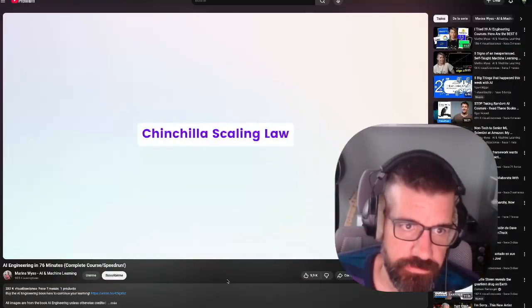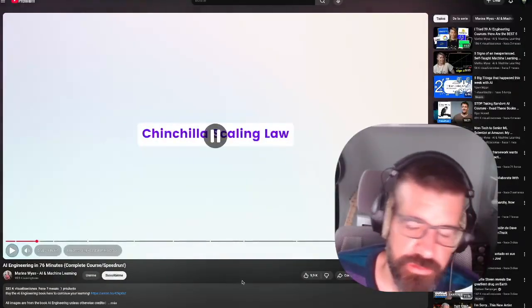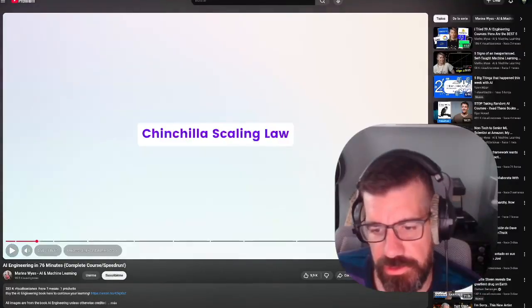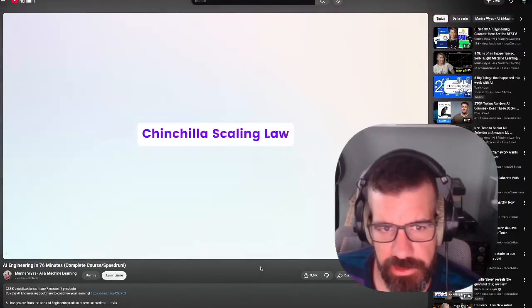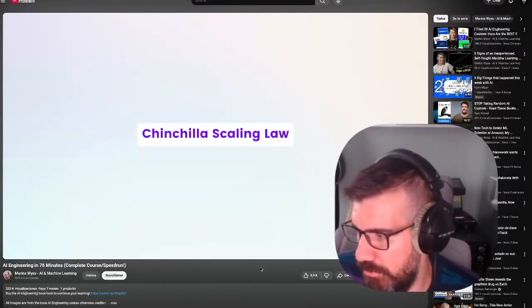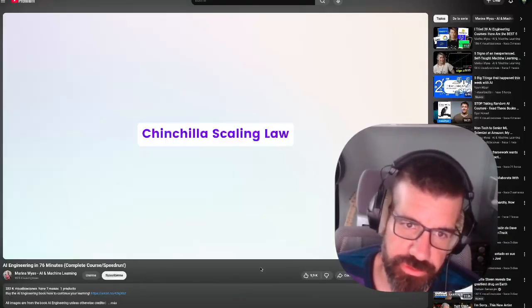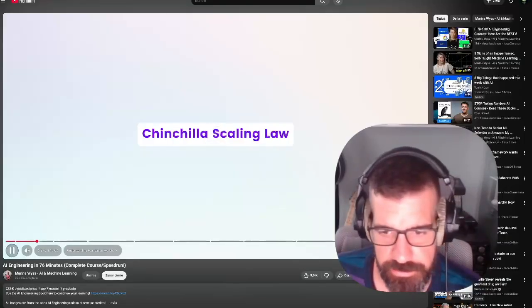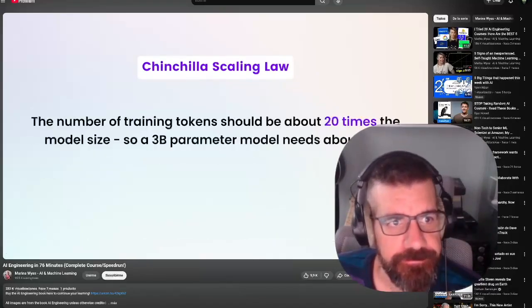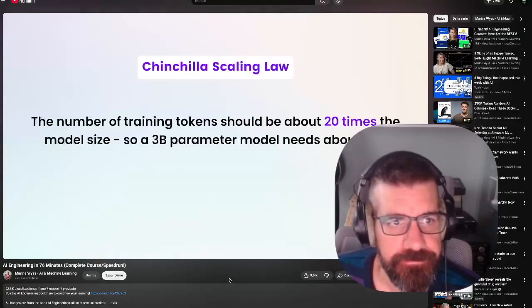When designing models, compute is often the limiting factor. The Chinchilla scaling law helps calculate the optimal model size and data size for a given compute budget. Now that she's talking about the Chinchilla law, which is like a theorem or a way to estimate how much it's going to cost you to train a model. It suggests that the number of training tokens should be about 20 times the model size. So a 3 billion parameter model needs about 60 billion training tokens.